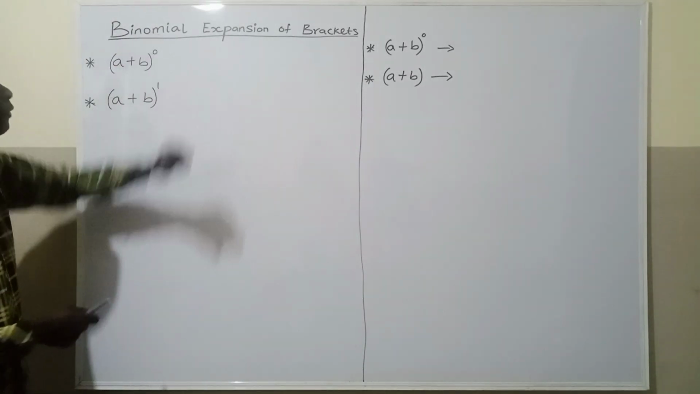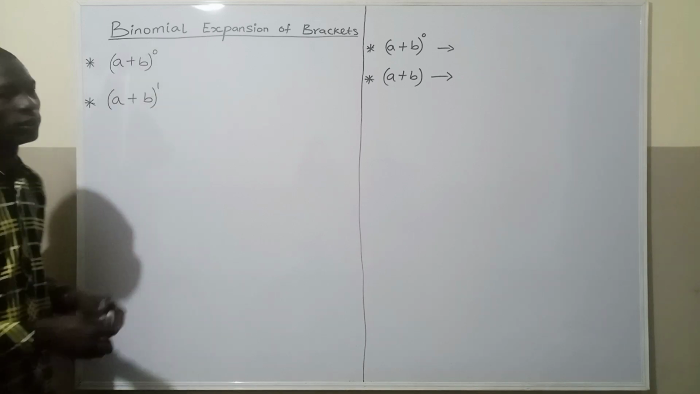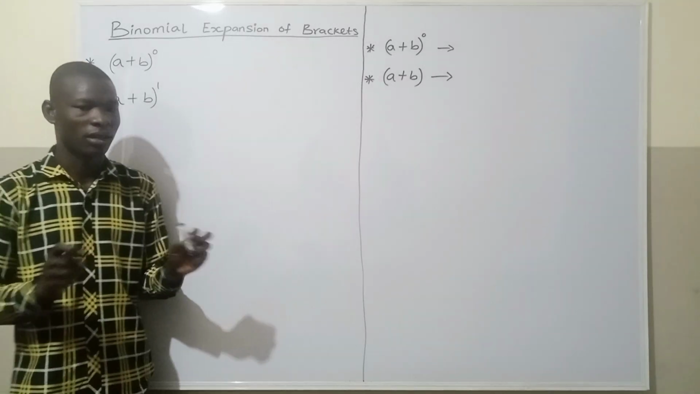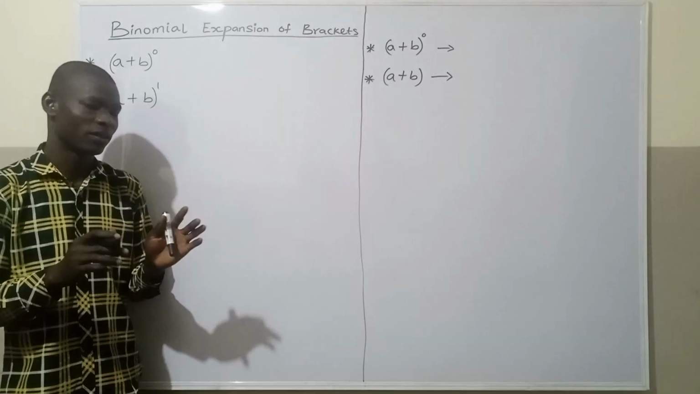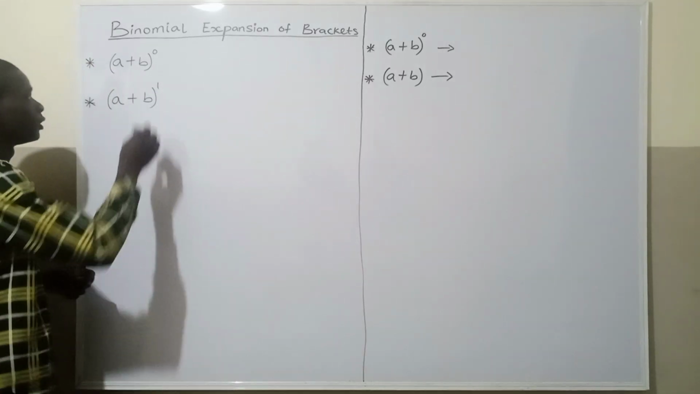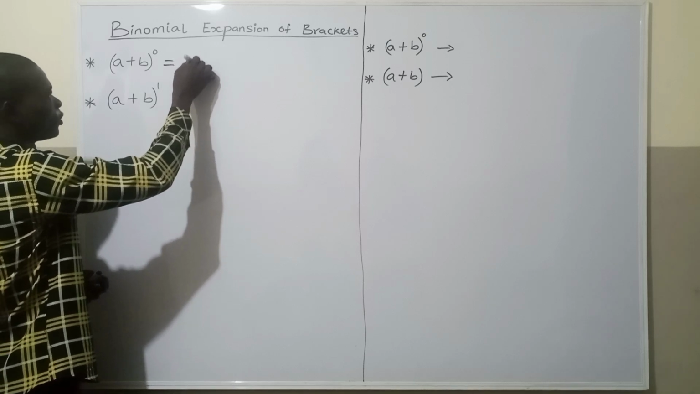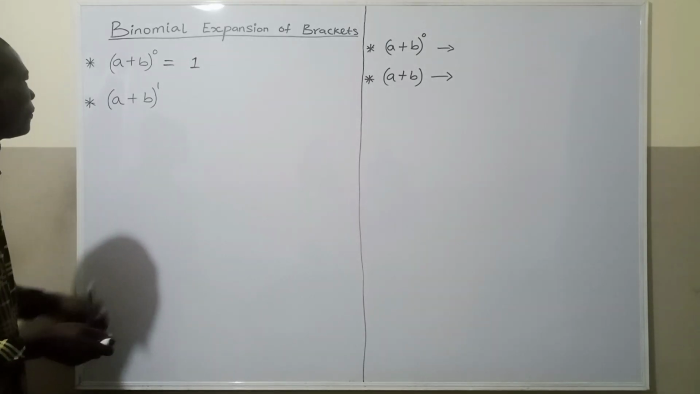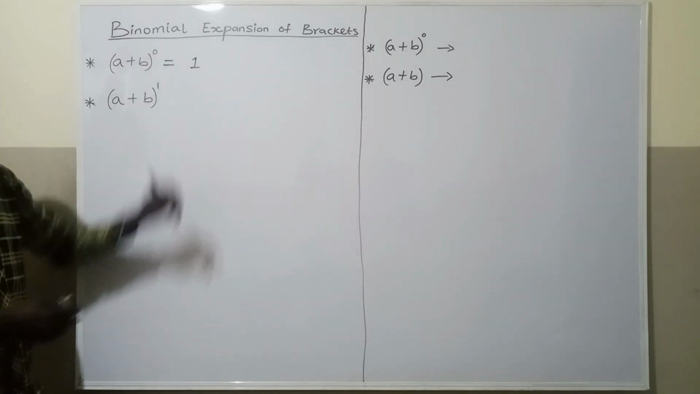The first question we have before us is a plus b, both in bracket, raised to power 0. And of course, from our ideas of laws of indices, any number that is raised to power 0 will always be equal to 1, as long as that number itself is not equal to 0. So as we have a plus b raised to power 0, it is expected our solution here is going to be what? 1. So that's the first solution that we have here. A plus b in bracket raised to power 0 is equal to 1. And we are done with that.